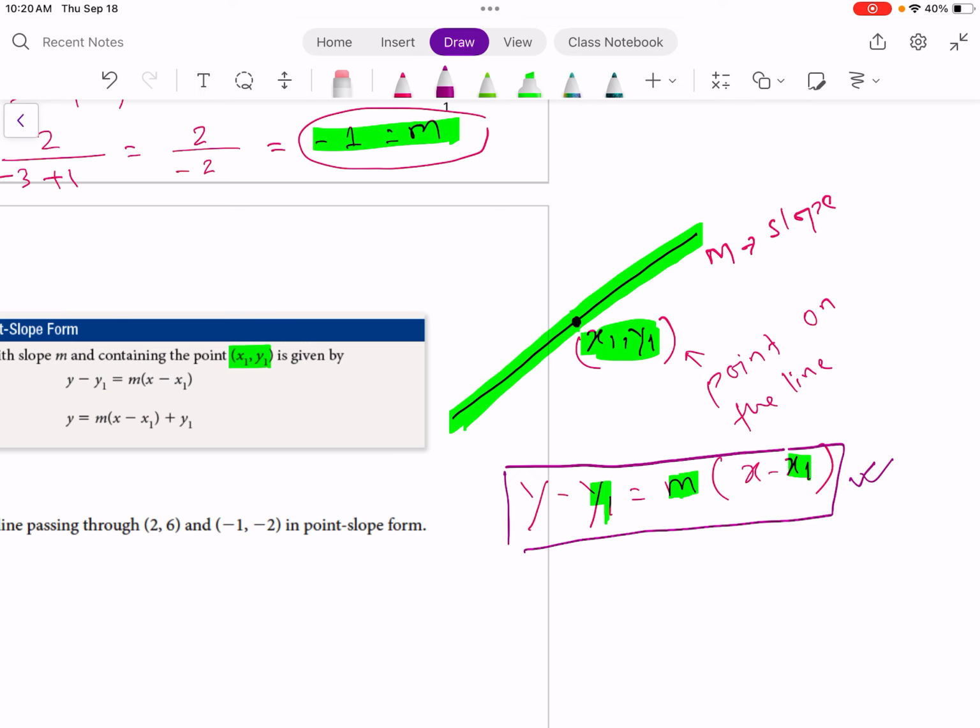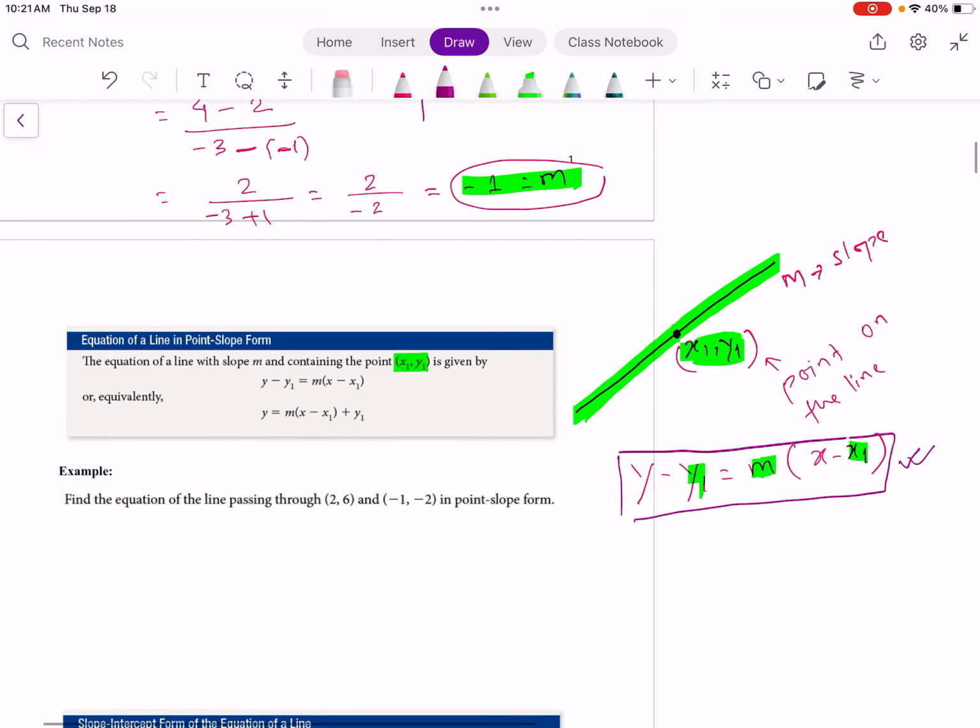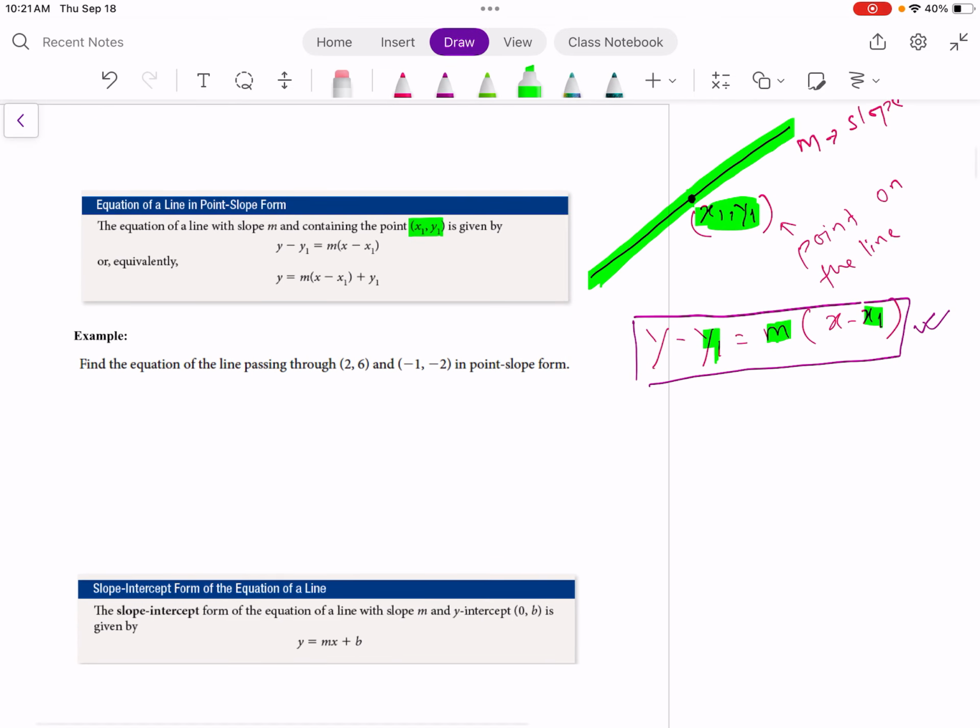You do not need to memorize this, it will be given to you. This equation will be given to you, but you should know how to use it. Now let's go to the example and it will be clear. Here we are asked to find the equation of the line passing through 2, 6 and -1, -2.